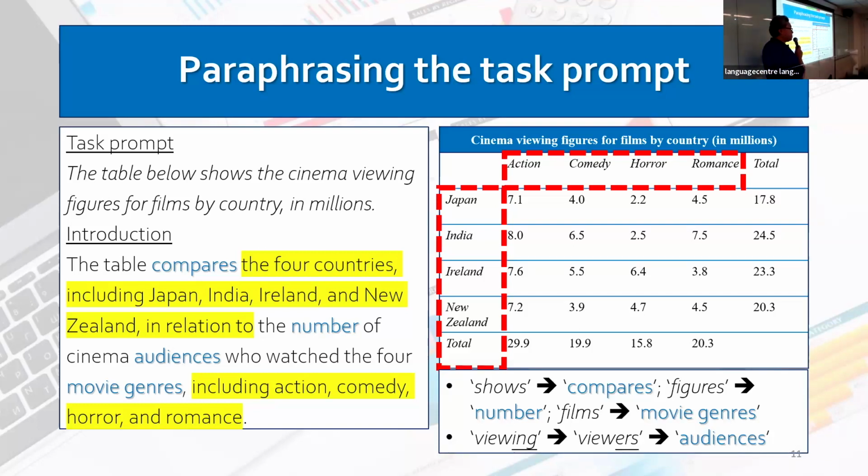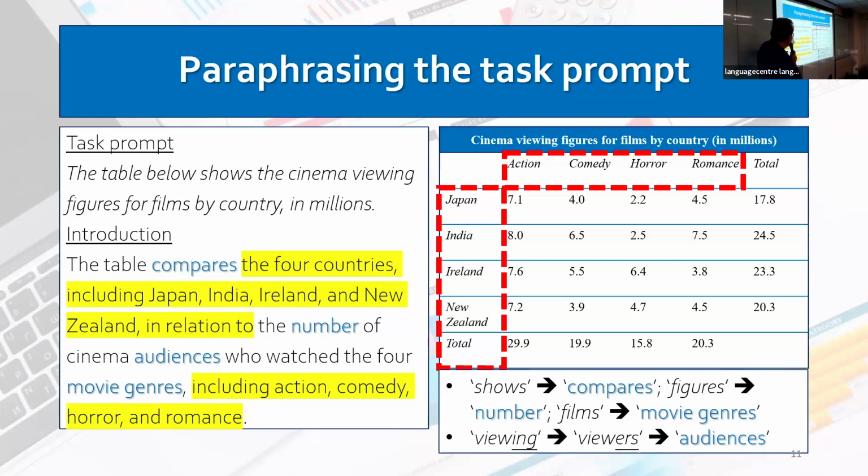So let's have a look at the words in blue first. Okay, you can see the task prompt uses the word shows. But to avoid repeating the same word, in my introduction, I use compares. Change shows to compares. And then in the task prompt, I used the word figures, right? And then in my introduction, I used the word number. I used number to replace the word figures in the task prompt.